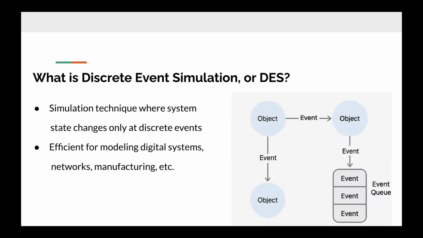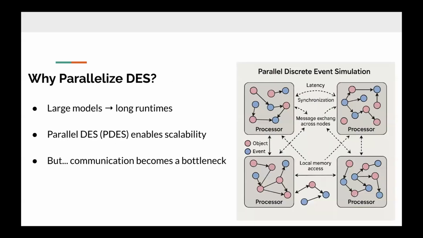In a DES system, you have objects representing components in the system and events that move between them. The simulator maintains an event queue and processes events in timestamp order. Because it only simulates what's necessary, the state changes, DES is often more efficient than a continuous model. However, when the system becomes very large, with thousands of interacting objects and millions of events, even DES becomes computationally expensive. That's where parallel DES comes into the picture.